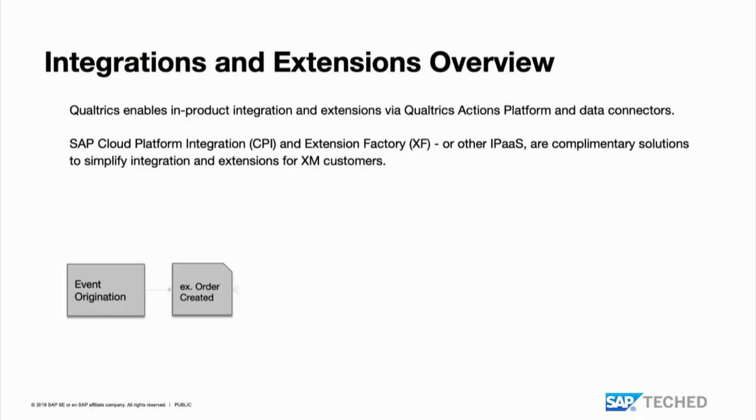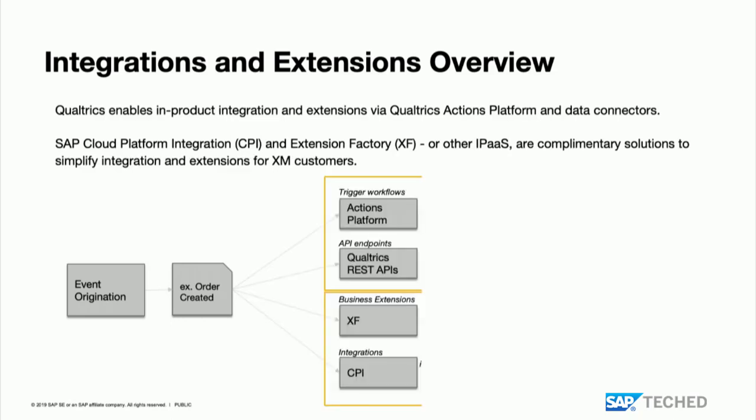But first I want to talk briefly about where we are and how Qualtrics, the Actions platform, and the APIs fit into the broader SAP ecosystem. So we enable these in-product integrations and extensions. We've talked a little bit about the various different ways that you can build within SAP, and Qualtrics is additive to that. There are other mechanisms of doing these sort of workflow components within the SAP ecosystem, including CPI and Extension Factory. But imagine there's an event that gets created, like an order happens, or a flight is taken, or a purchase is made.